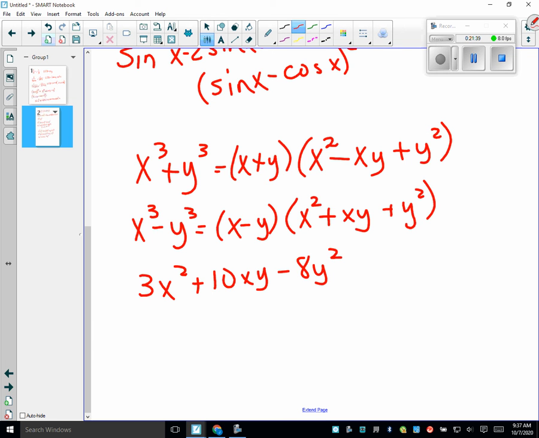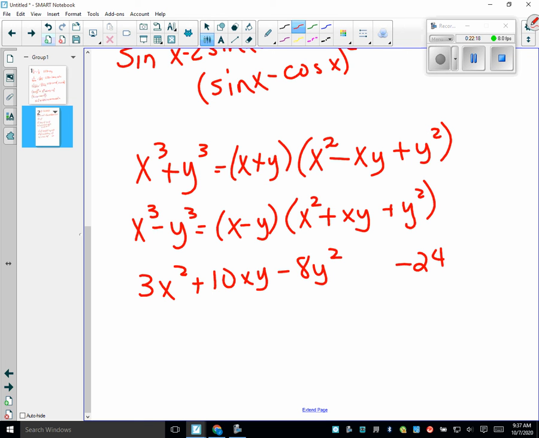I multiply these two together, the first and the last, which gives me what? Negative 24. So I want two numbers that multiply to negative 24 and add to my middle number, 10. Is that how you learned it? Yes. Okay, good, that makes it easier. So what two numbers multiply to negative 24 and add to 10?